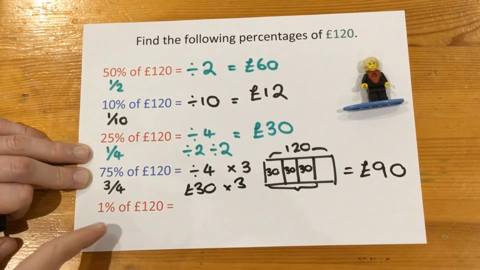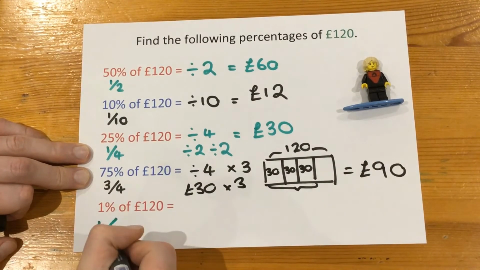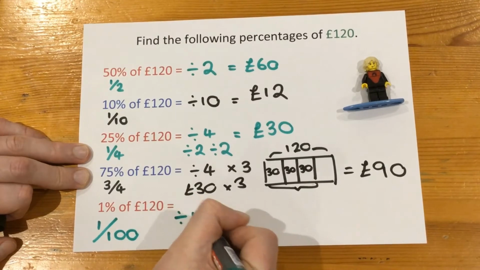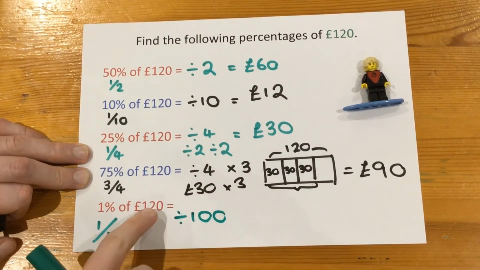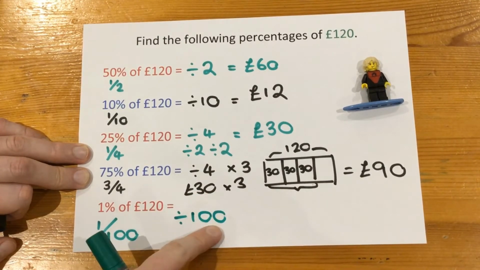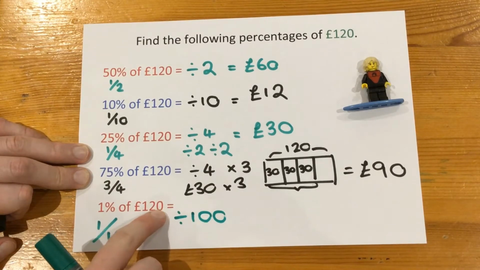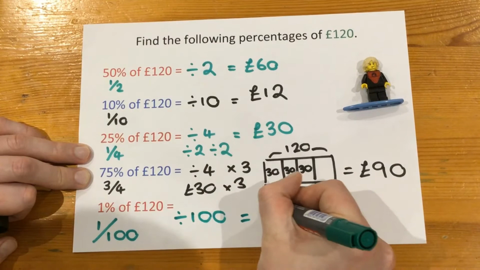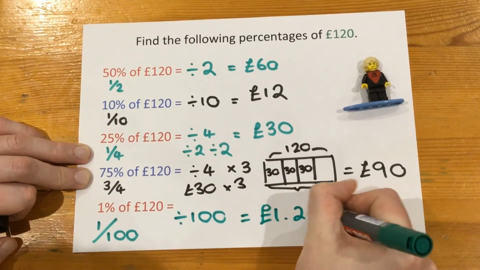Last one, 1% is equivalent to, or the same as, 1/100th. To find 1/100th of a number, I just divide by 100. So 120 divided by 100. Divided by 10 is 12, and divided by 10 again is 1.2 or £1.20.